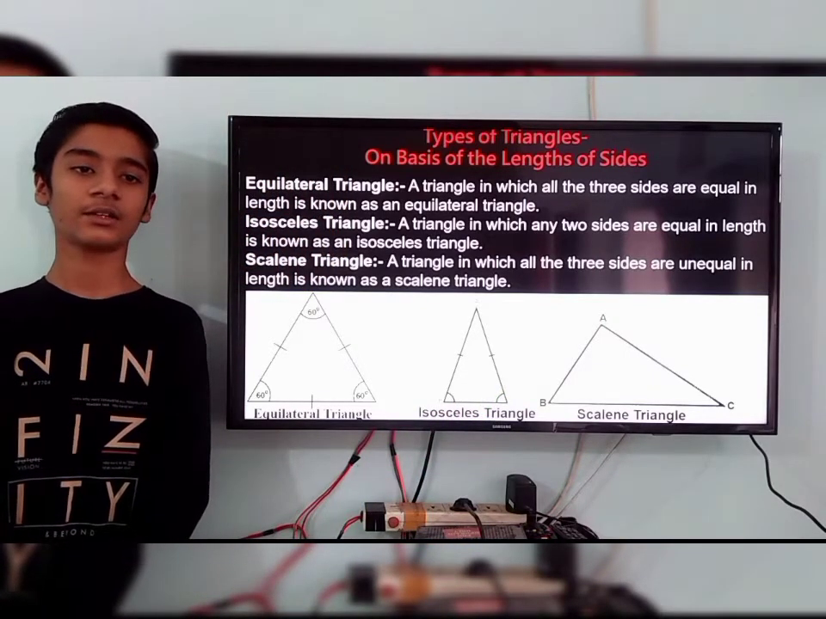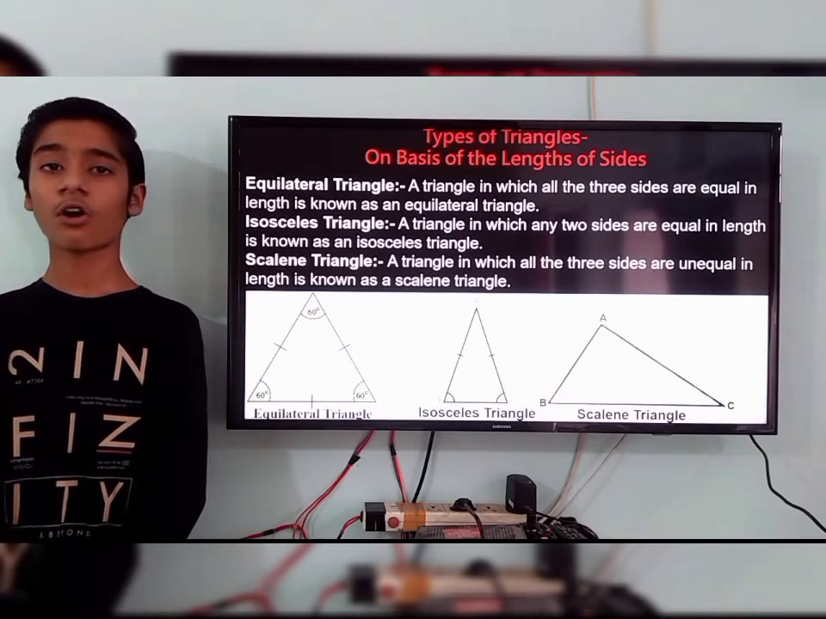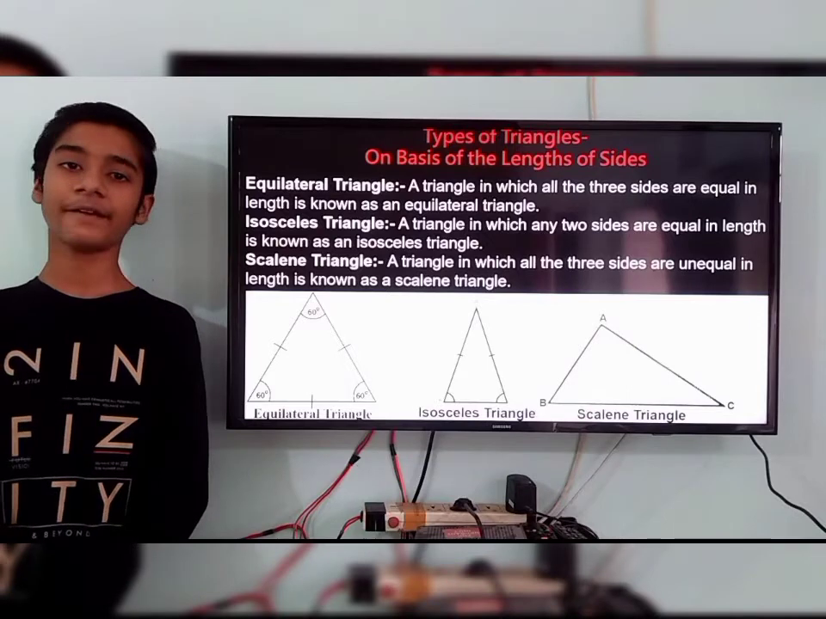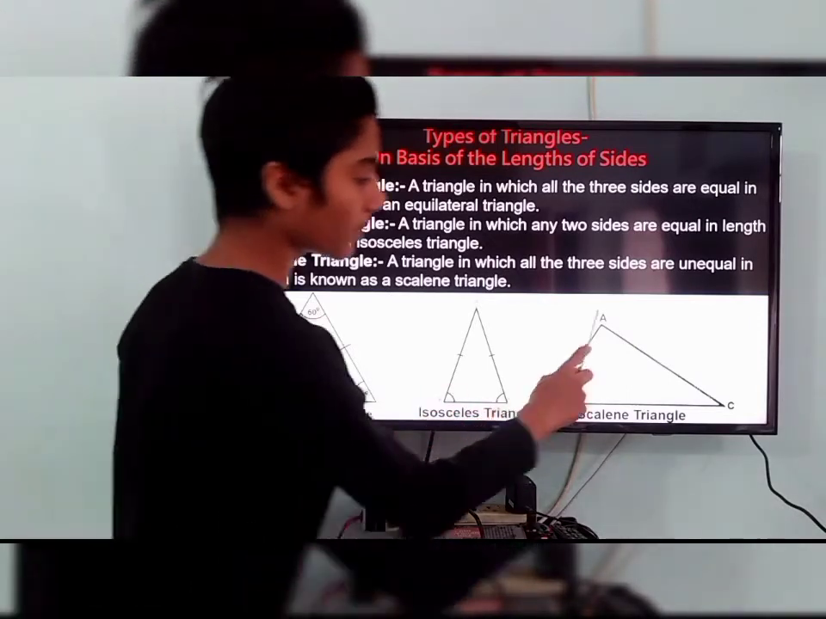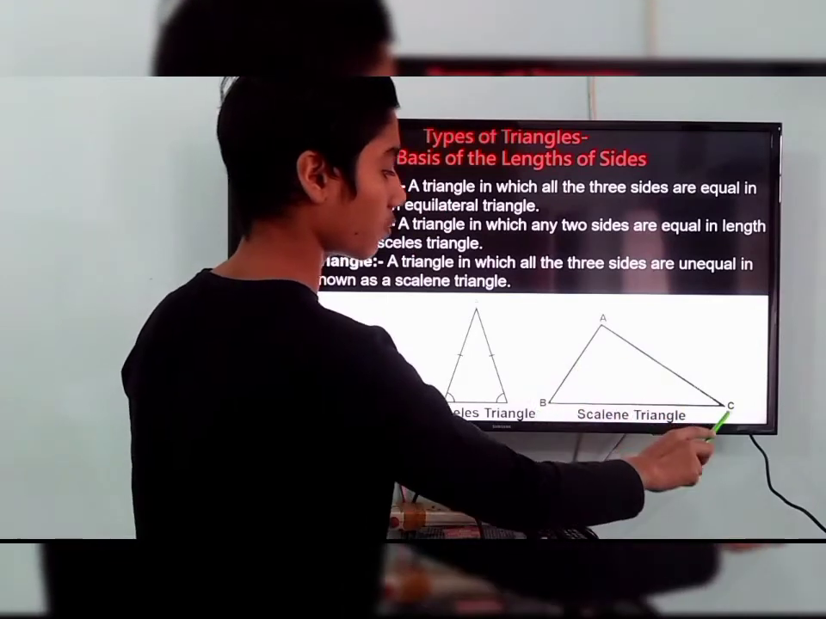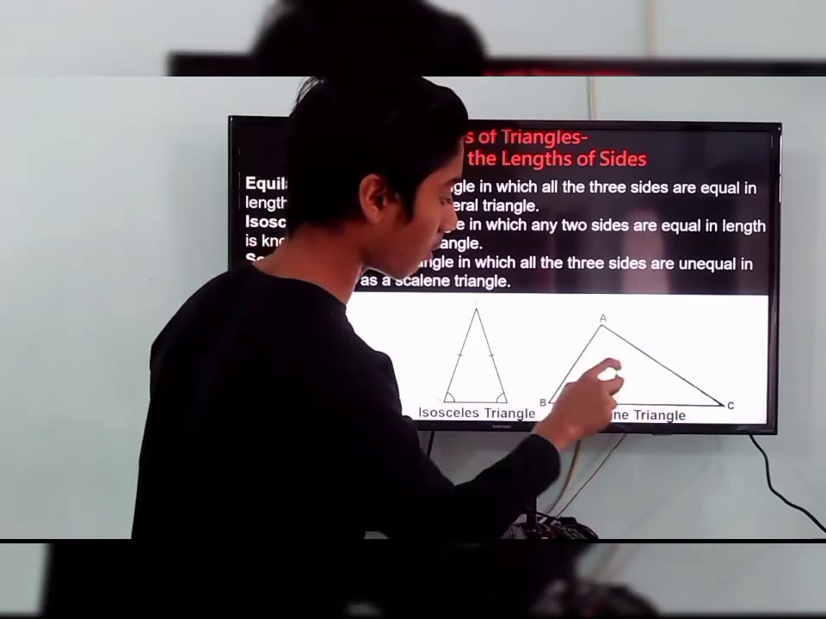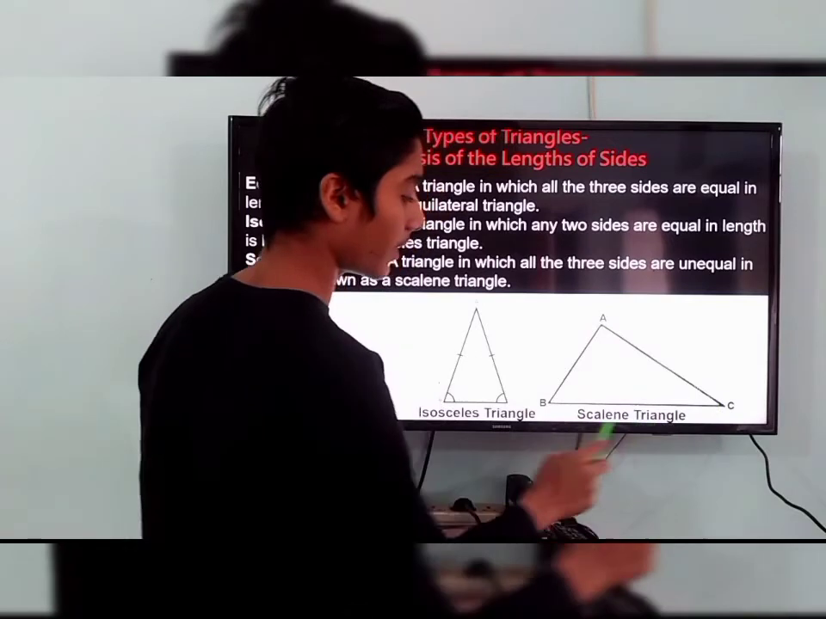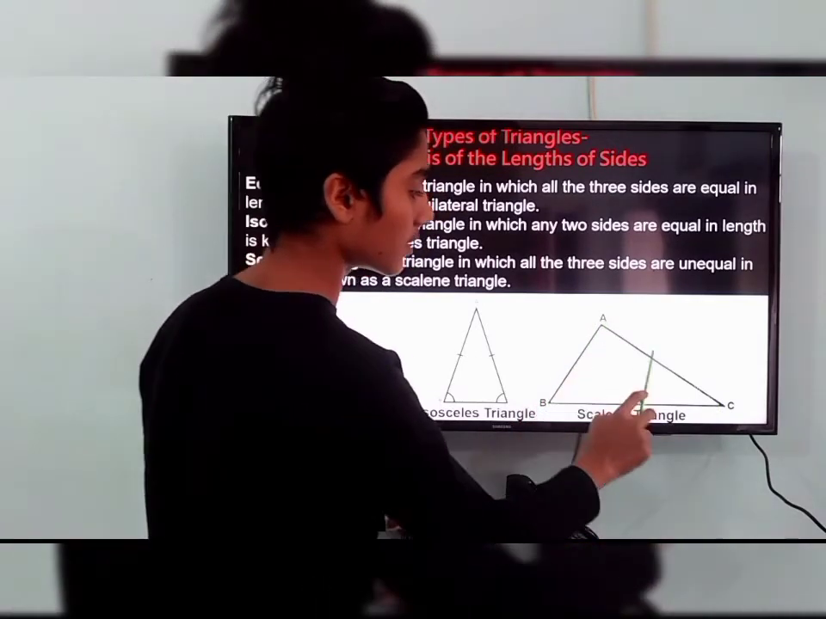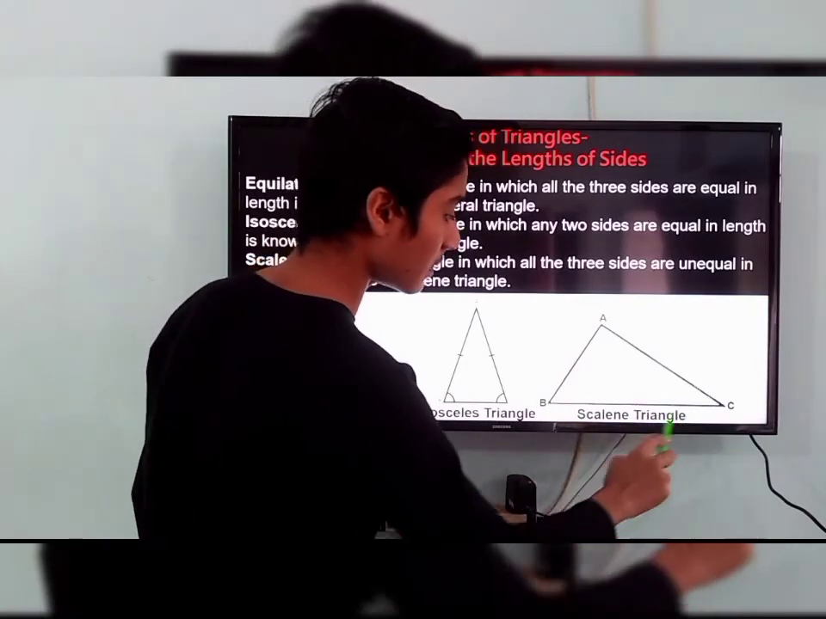Now, scalene triangle. A triangle in which all three sides are unequal in length is known as a scalene triangle. This is the figure of a scalene triangle. Here no sides are equal. As you can see, all sides are different in measure. This is very small, this is a little big, and this is very big.